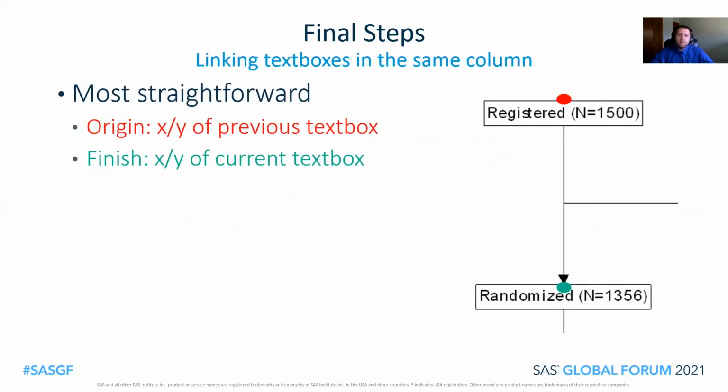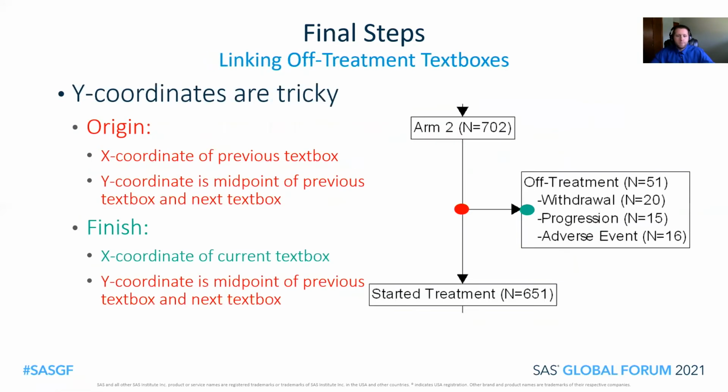Linking the lines when the text boxes are in the same column is the most straightforward one. It's just the XY coordinate of the previous text box along with the XY coordinate of the current text box, which are, like I said, easy to find. The next one is a little trickier.